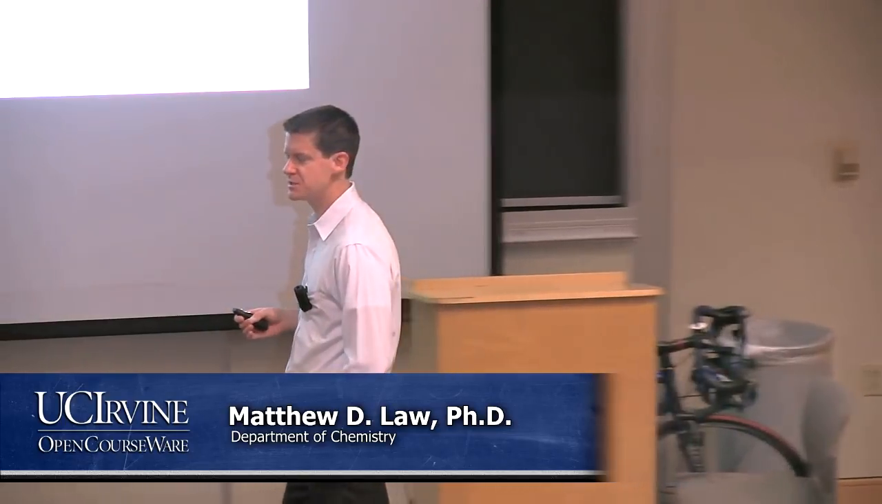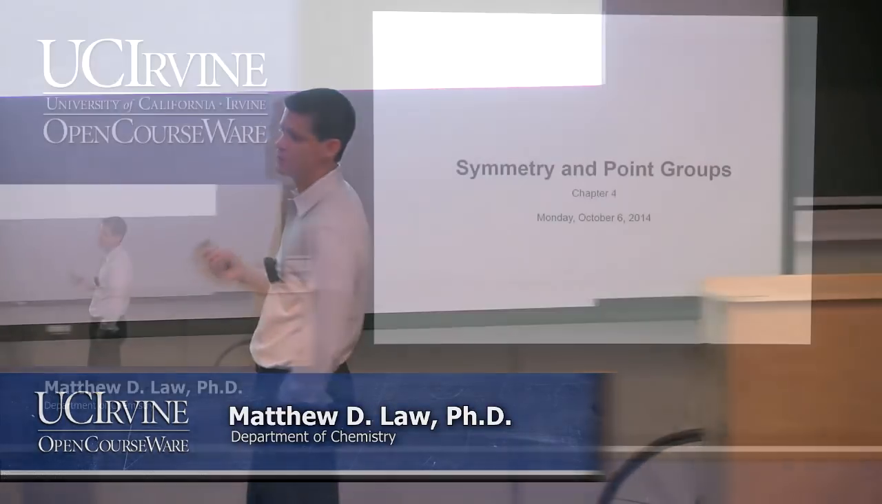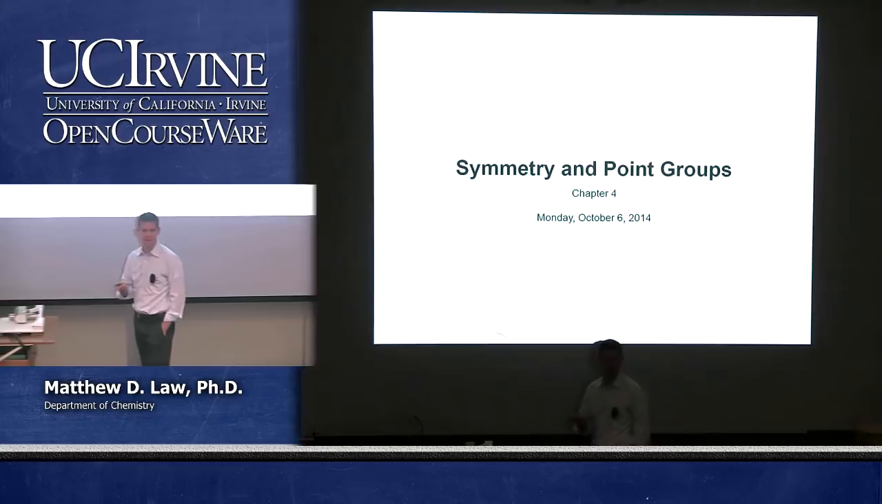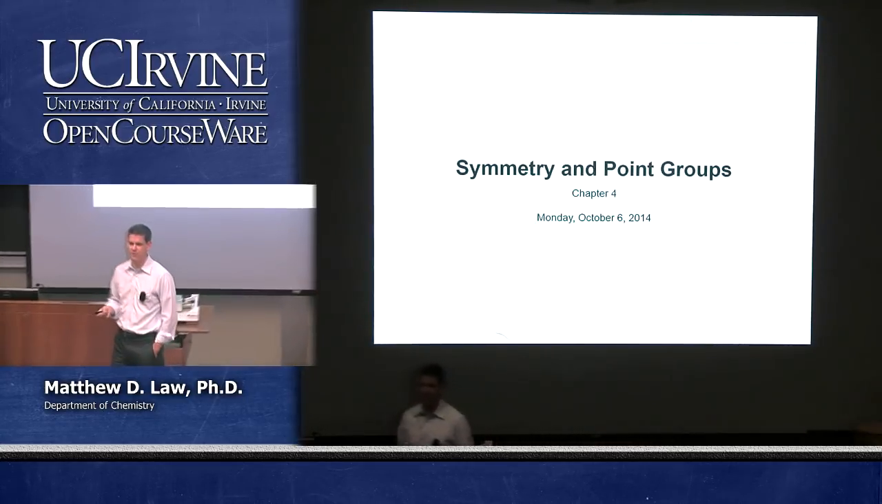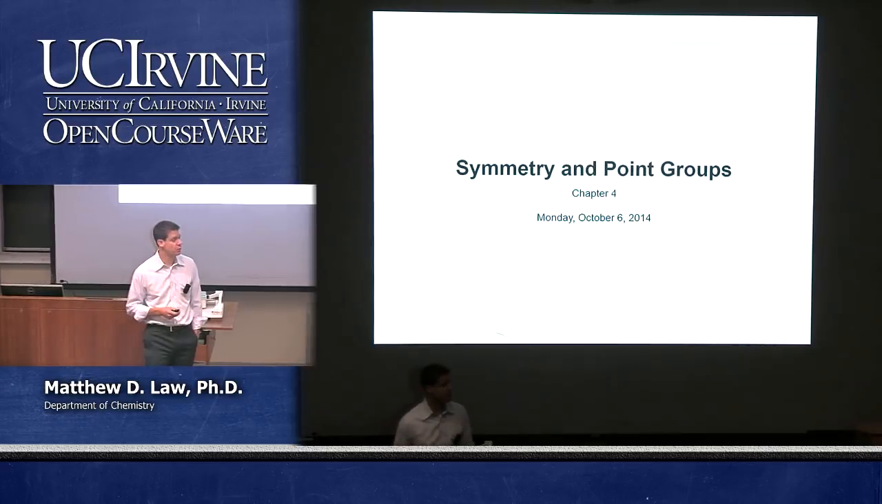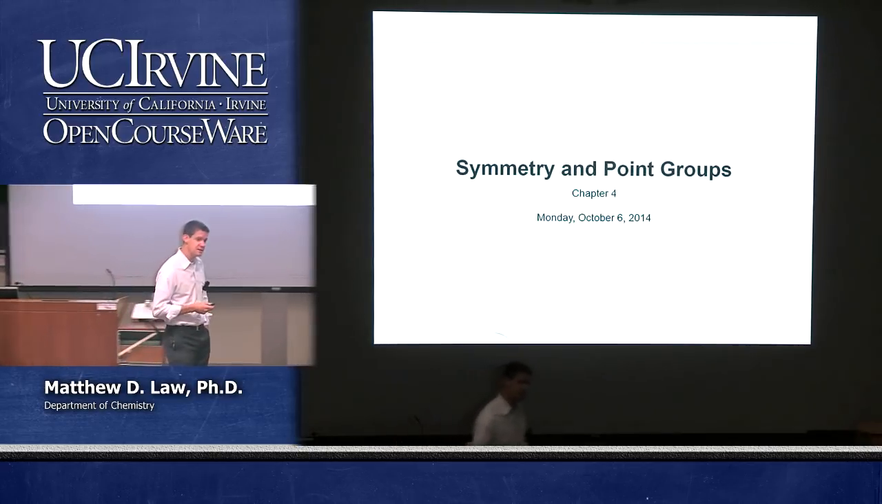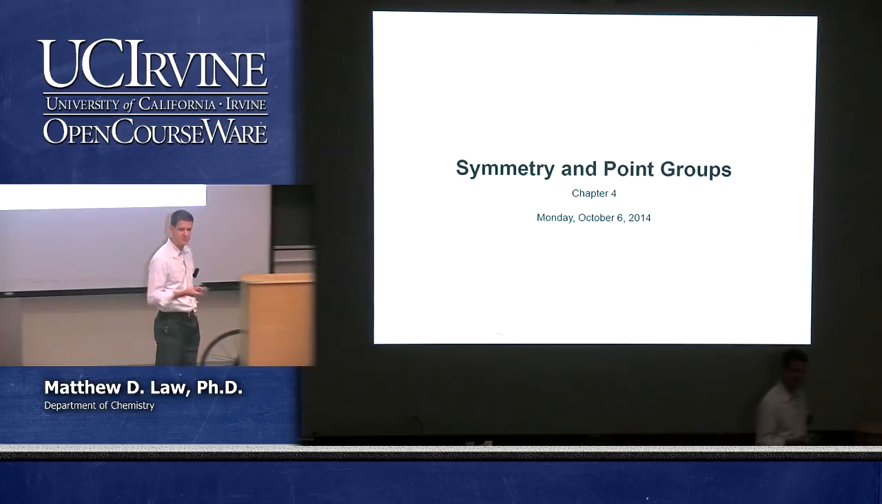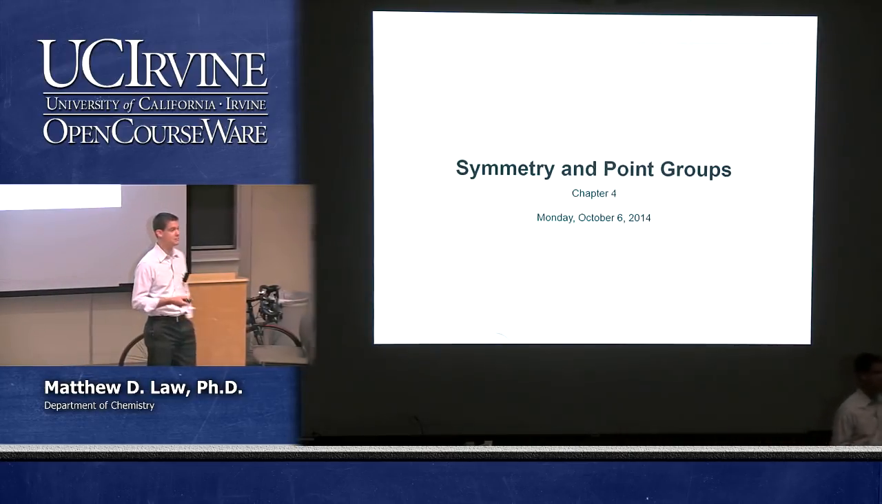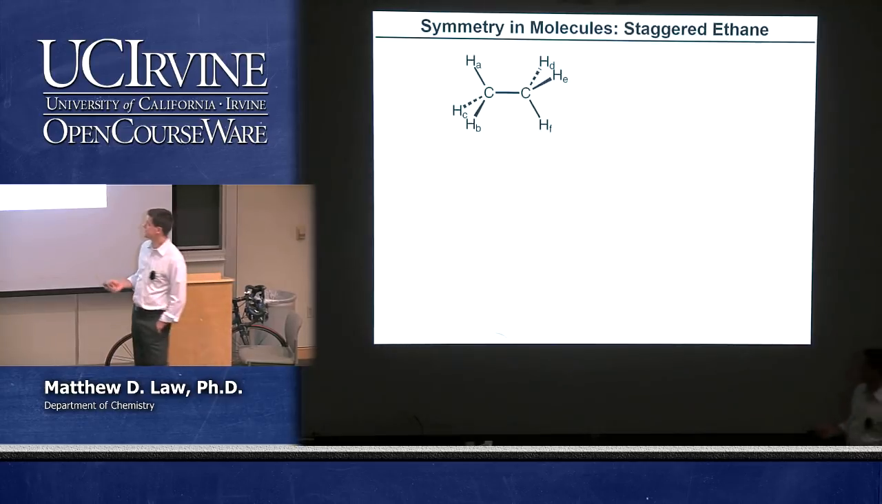So point groups are basically the complete set of symmetry operations that describe a given molecule or object. Okay? So all molecules fall into one of a variety of different kinds of point groups. And what we want to try to understand is how we can assign point groups to different molecules based on the symmetry operations that they possess. Okay? So let's get started here.